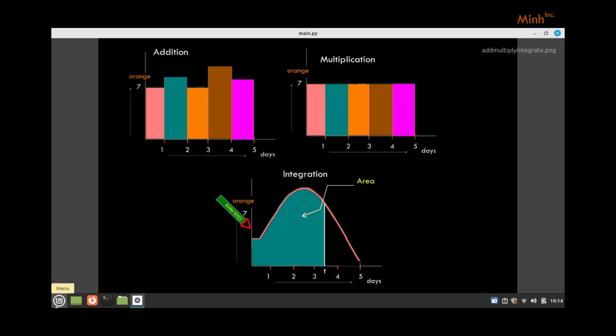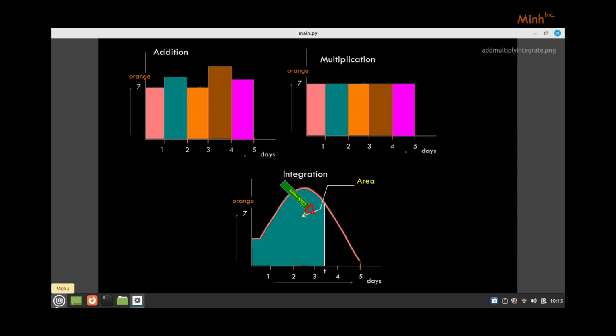So if I have a collection like this, for some time it is flat and then it is a sine wave, then at any time t, if I am able to calculate the area, that is the collection. So that is the integration. So that is the difference between addition, multiplication and integration. Addition is pure addition.